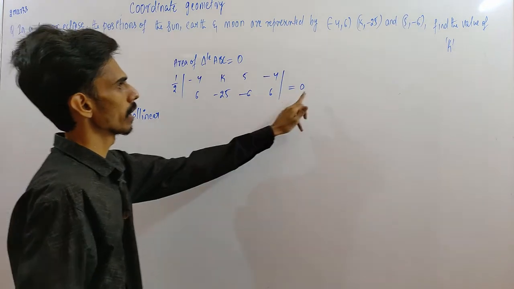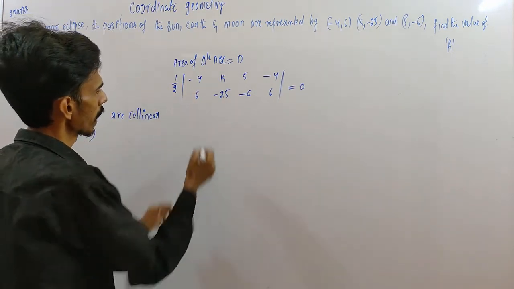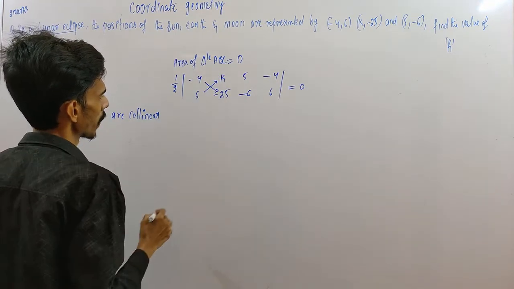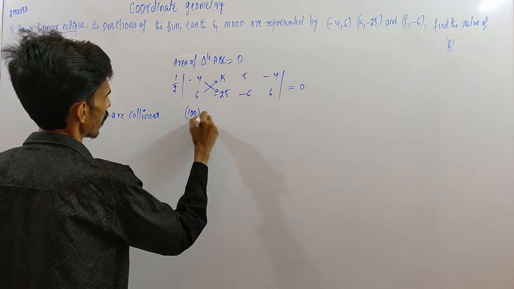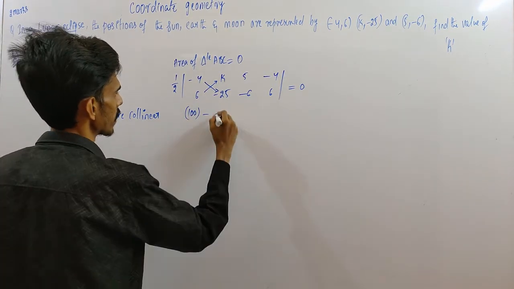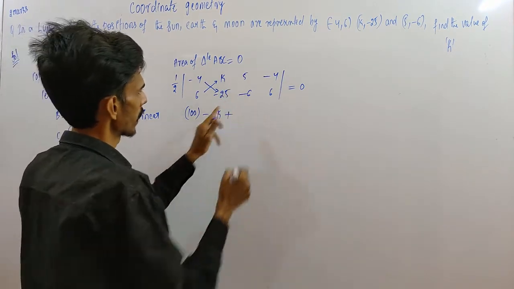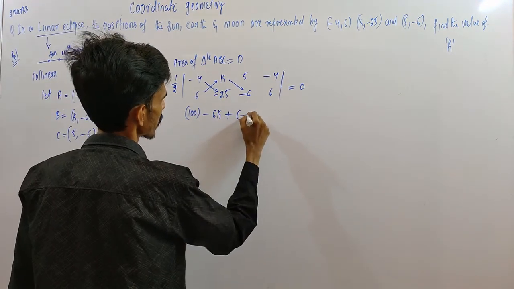Now 1/2 cross multiply, this 1/2 here will become 0. So here apply cross multiplication. 4 into 25 is 100, minus 6 into k, 6k. Write down plus, multiply this: k into -6, we have -6k.